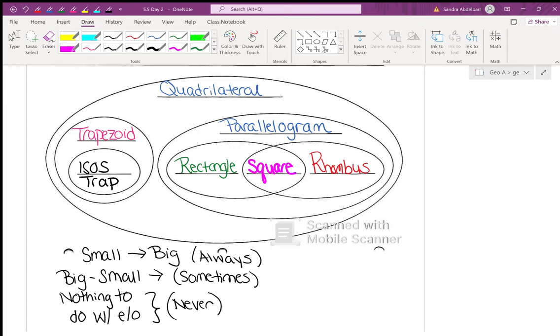Sometimes. A parallelogram is a square sometimes, right? Big to small. Big to small within the same circles. Big to small sometimes. Okay, a rhombus is a square.